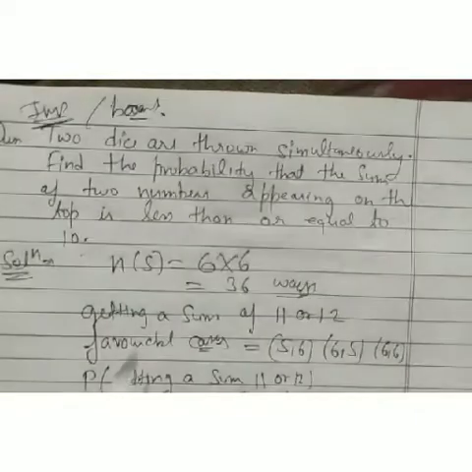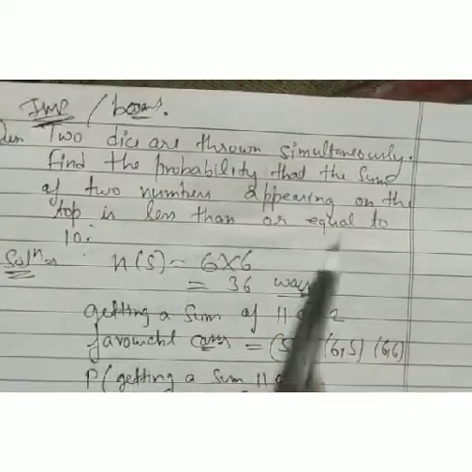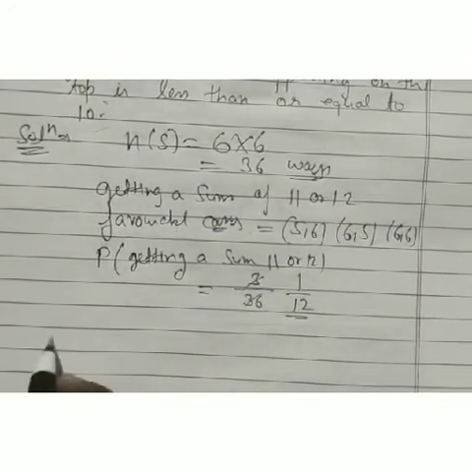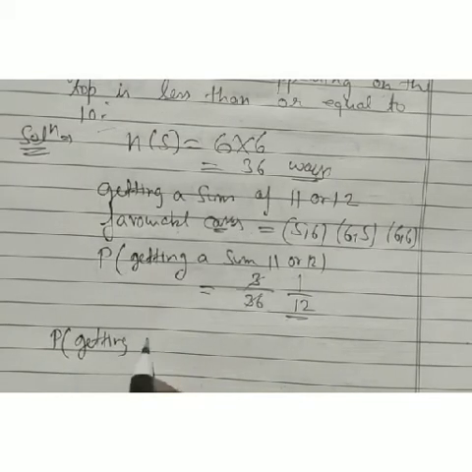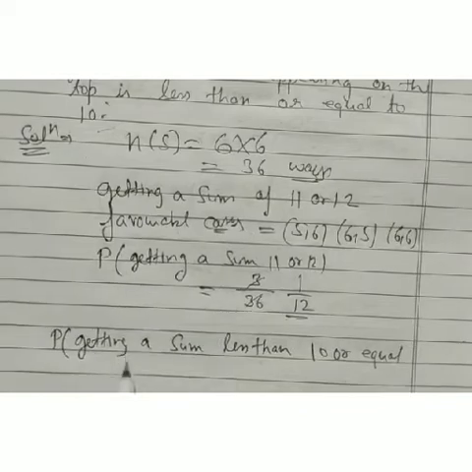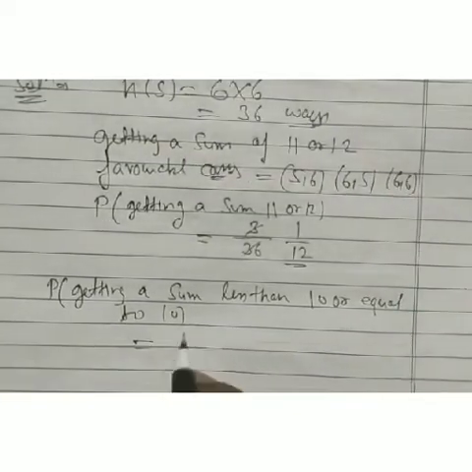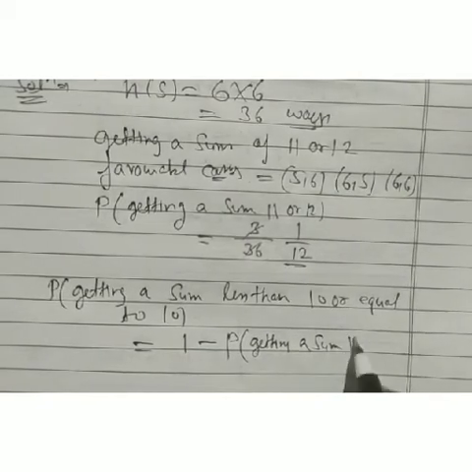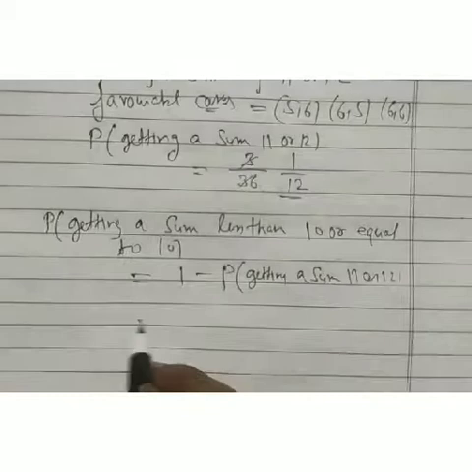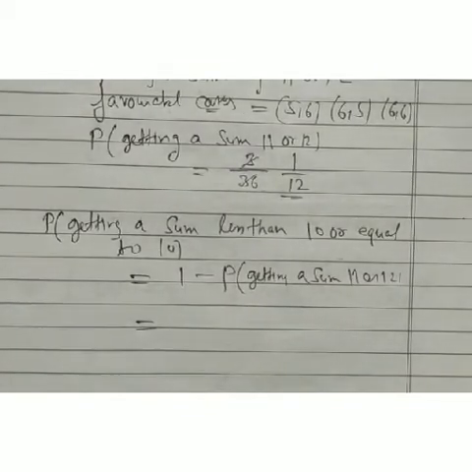Now we have the probability of getting a sum of 11 or 12, but we have to find the probability that the sum on top is less than or equal to 10. Then by our complementary probability formula, the probability of getting a sum less than or equal to 10 is equal to 1 minus the probability of getting a sum of 11 or 12. This is our complementary event formula.